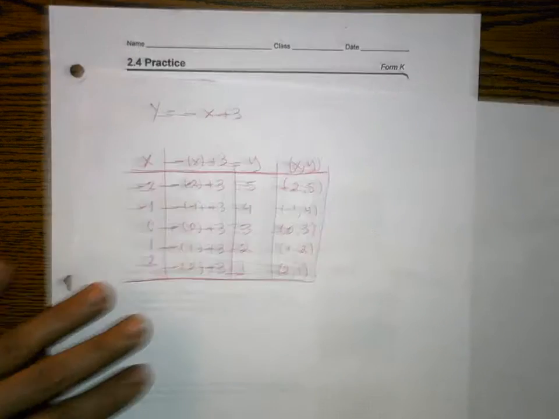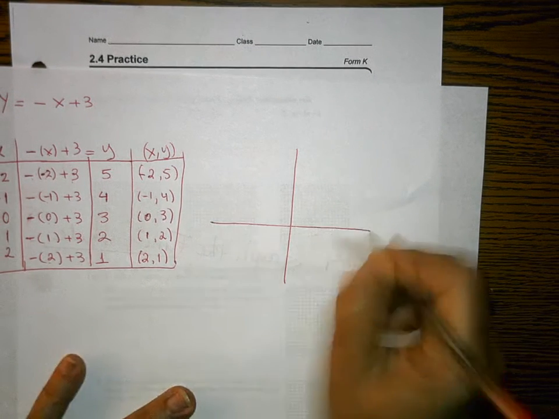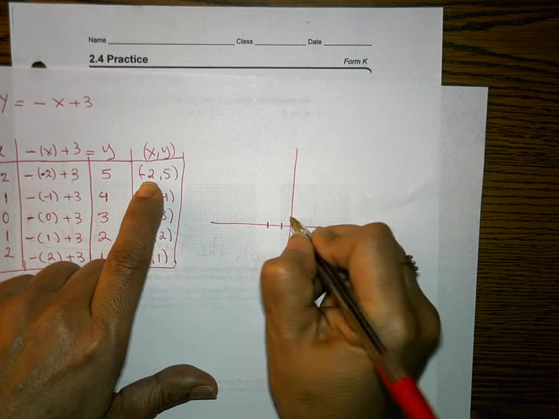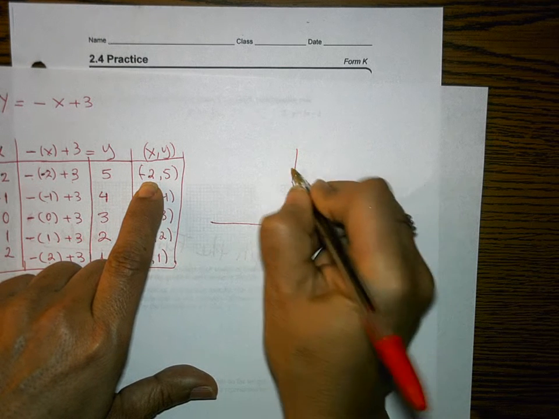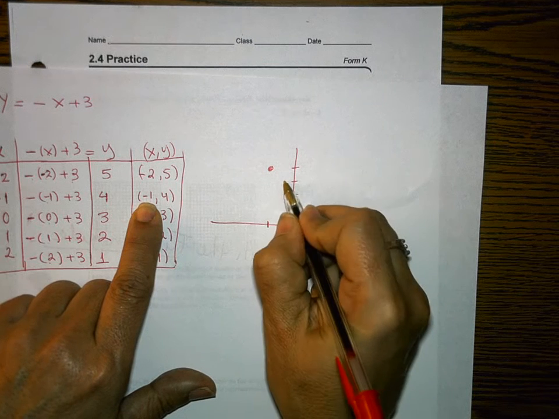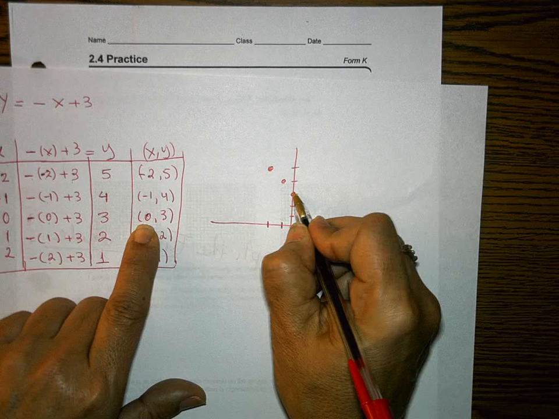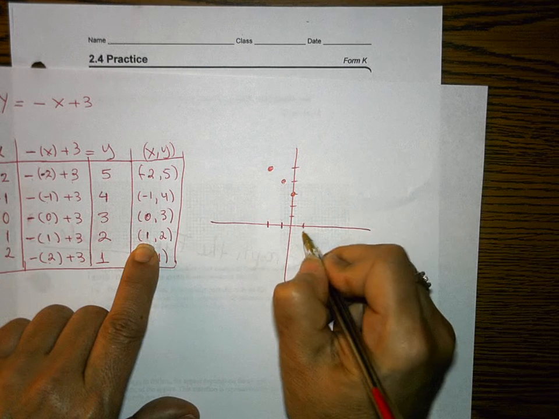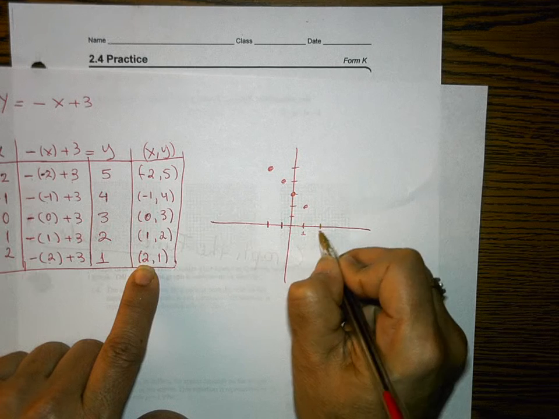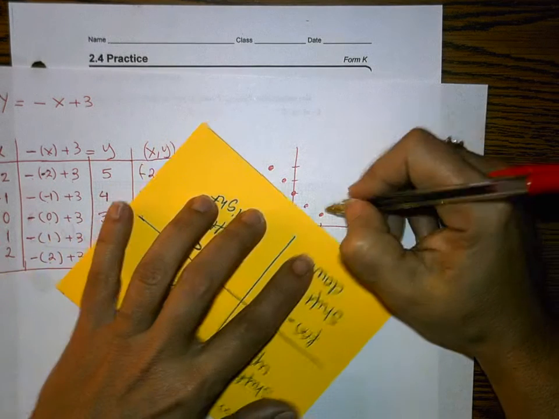So you will be able to graph it right here. I'm going to make it a bigger graph. At negative 2, go up to 5. 1, 2, 3, 4, 5. There we go. At negative 1, we go up to 4 right here. At 0, we go up to 3 right here. At 1 for x, we go up to a 2 right here. And at 2, we go up to a 1 right here. And then you'll be able to connect all your dots.